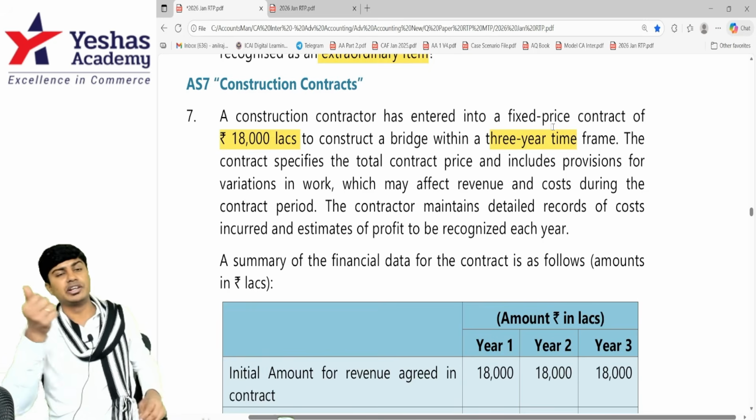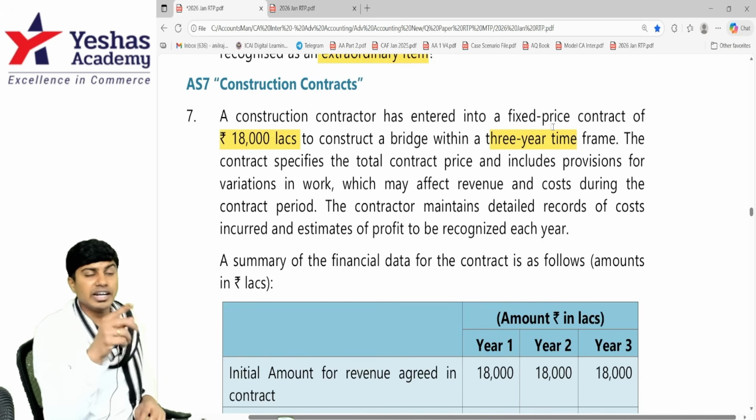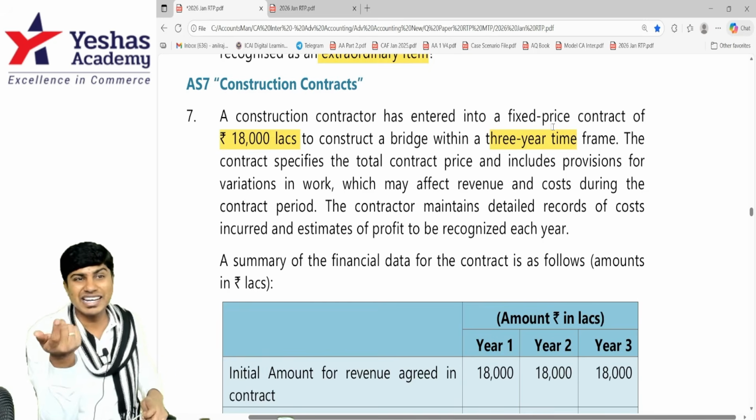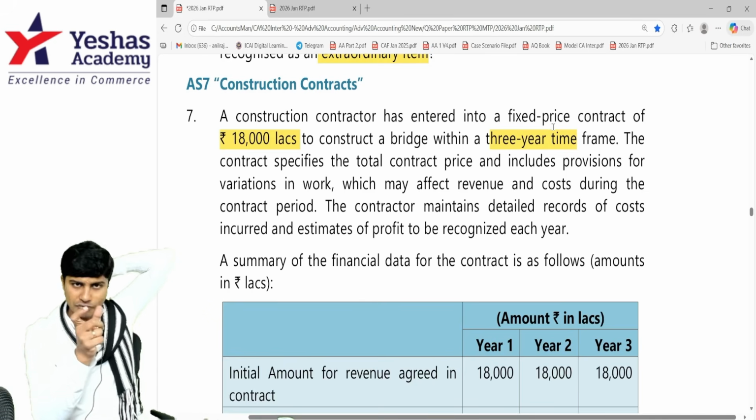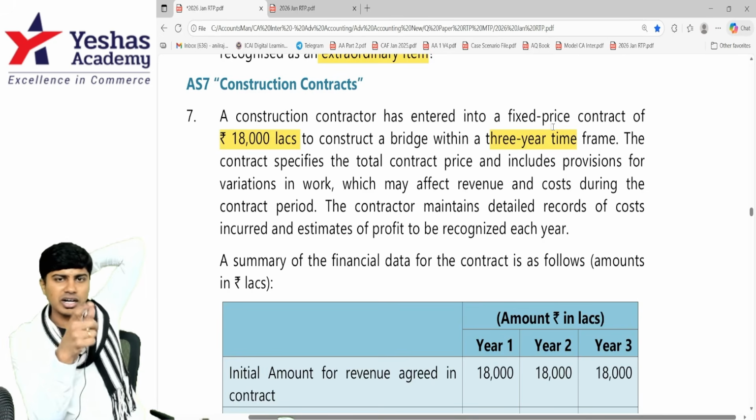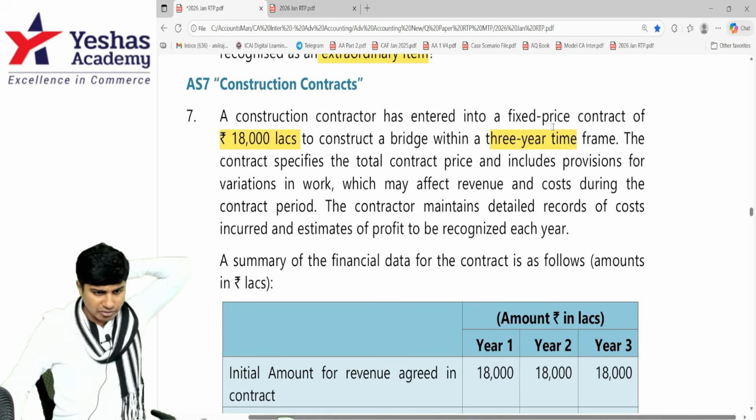Remember, contract revenue will include the initial contract revenue. It will include variations, incentives, claims, penalties. So they've told that it can include variations. Variation is change in the scope of the contract. With change in the scope of the contract, we can increase or decrease the contract revenue.